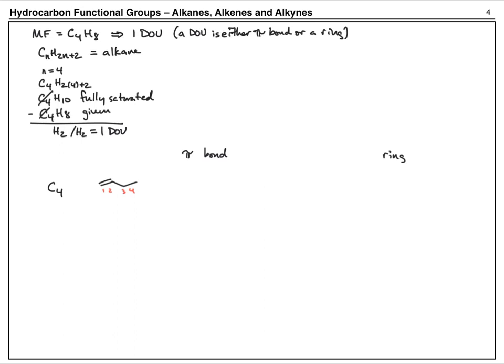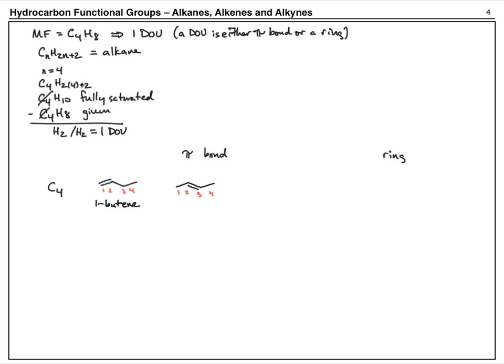This molecule is an alkene. It's a 4-carbon alkene, so it would be a butene. And the location of the pi bond starts at 1, so we're going to say this is 1-butene. So you can ask, well, why didn't you put the pi bond between carbons 2 and 3? We can do that as well.